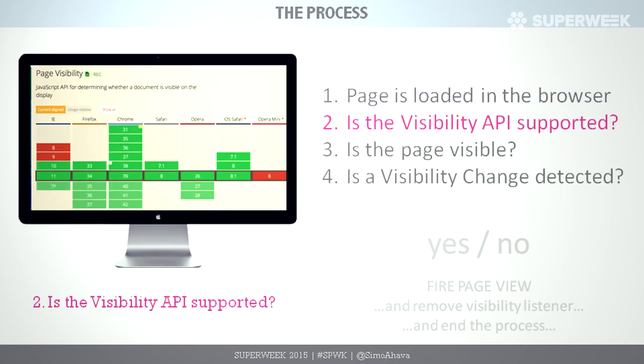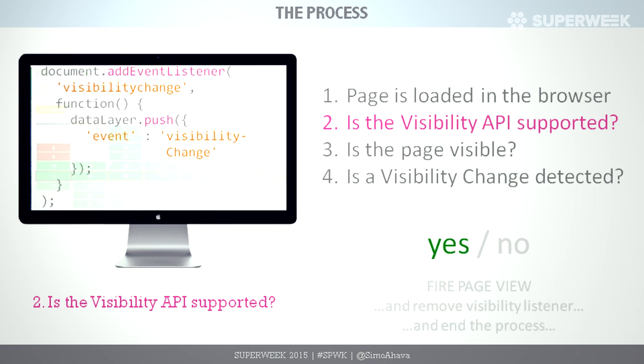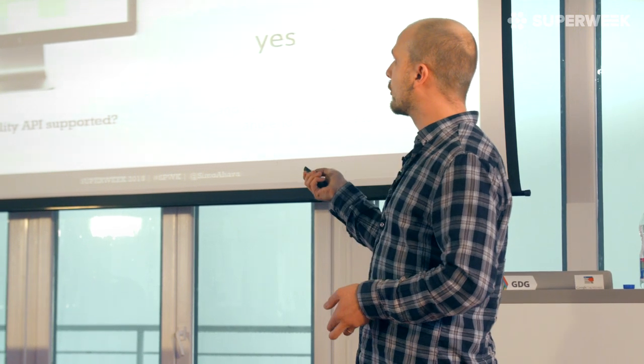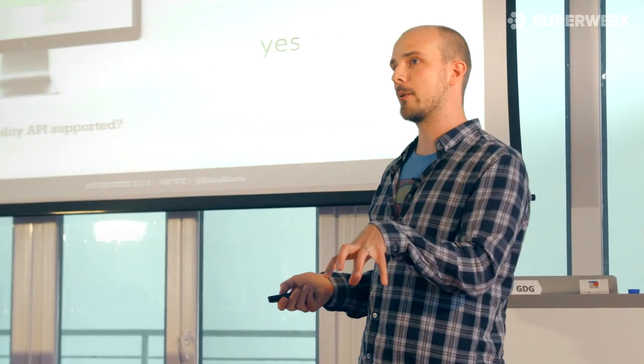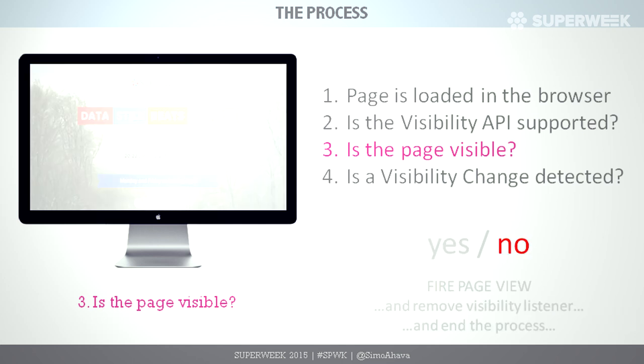The first thing we want to do is check if the visibility API is supported or not. If it's not supported, we just fire the page view. This was the fallback plan. We just let the visits flow through. If it is supported, first we add the event listener. This is all GTM, by the way, so I've done this through GTM. We add a listener which listens for changes. We set it up upon the page load. The next thing we want to ask is, is the page visible? Because if the page is visible, then everything is fine. Let's just fire the page view, remove the listener, and go on with our lives as we should. If the page isn't visible, we'll stay in the shadows, lurking, waiting for the event to be dispatched.